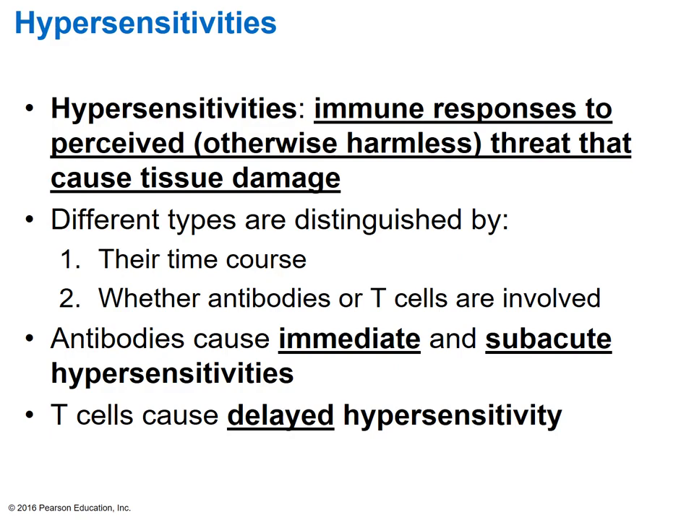Hypersensitivities. This is where the immune response is basically overactive. It responds in such a way that ends up causing more damage than if it had done nothing at all. And there's different types of hypersensitivities. We distinguish them by the time and whether antibodies or T cells are involved. T cells tend to involve a delayed type of hypersensitivity.